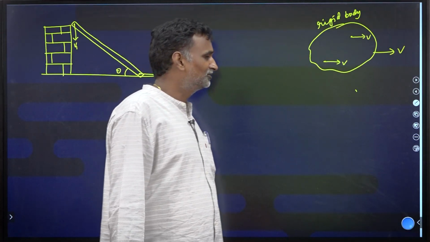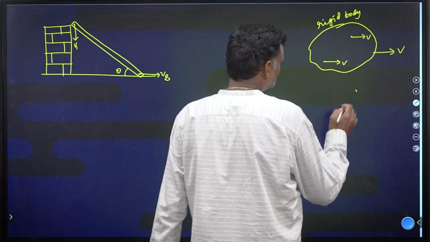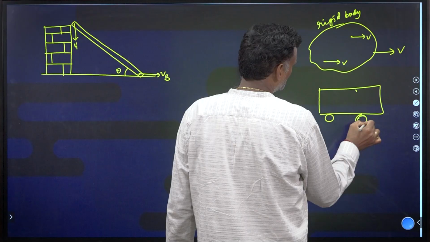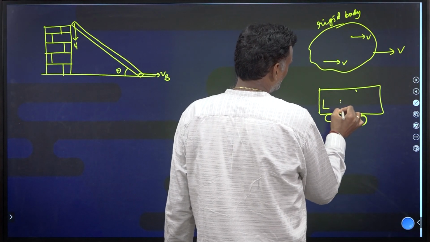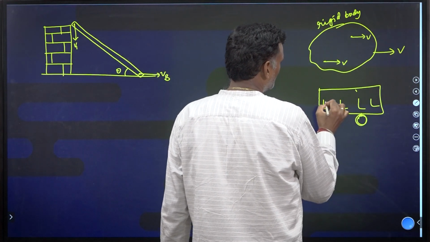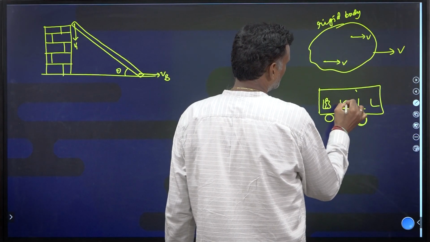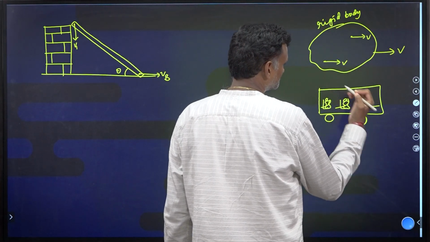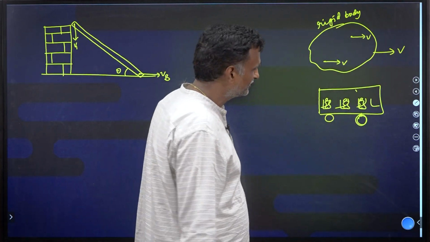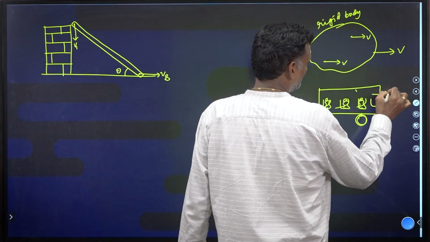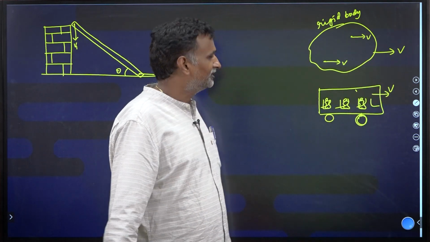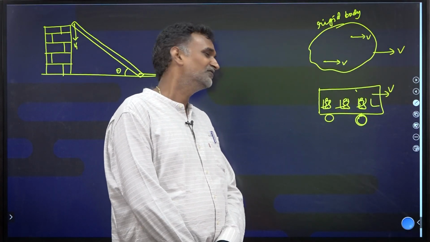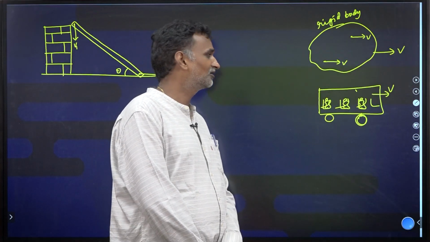Suppose a small example I can give you, for understanding purposes only. Suppose it is a college bus and here are the seats. Students are sitting in the seats here wearing seat belts. Now the bus is moving to the right side with the speed v. Then what is the speed of a student? If I ask, what is your answer? V only. Direction forward only.